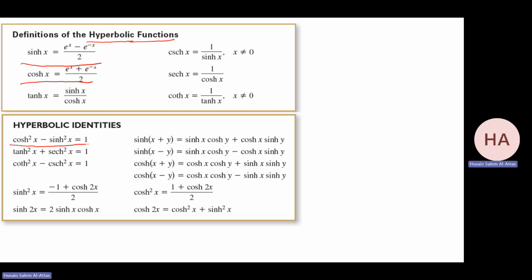Because they have this relation, which is similar to the hyperbola. Also, why do they call it cosine hyperbolic or sine hyperbolic? Why do they give it these names like the trig functions? Because if you look at the properties they have, it's almost the same as the trig functions.